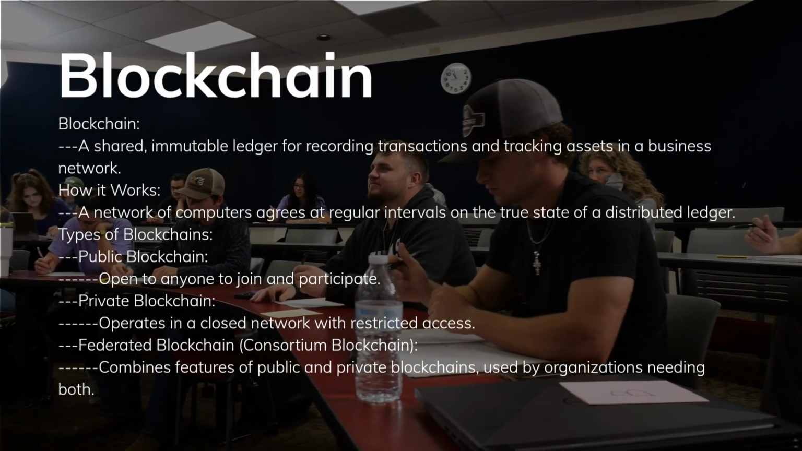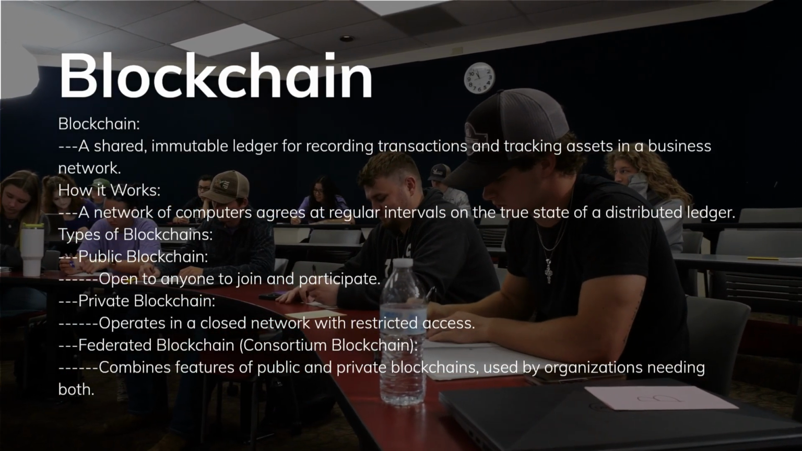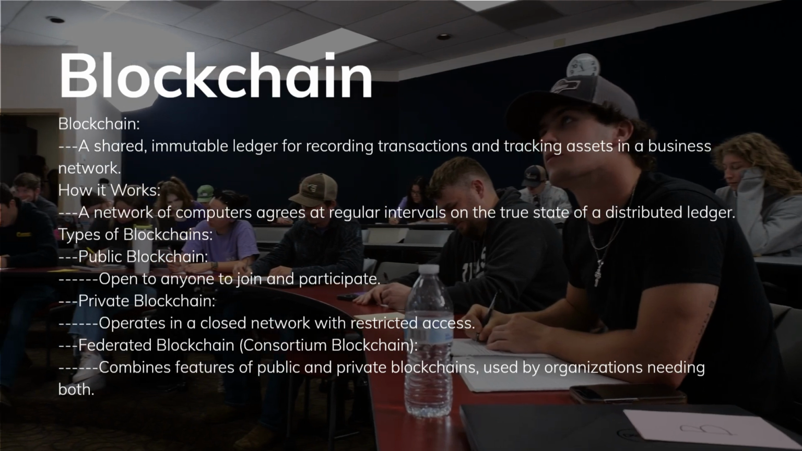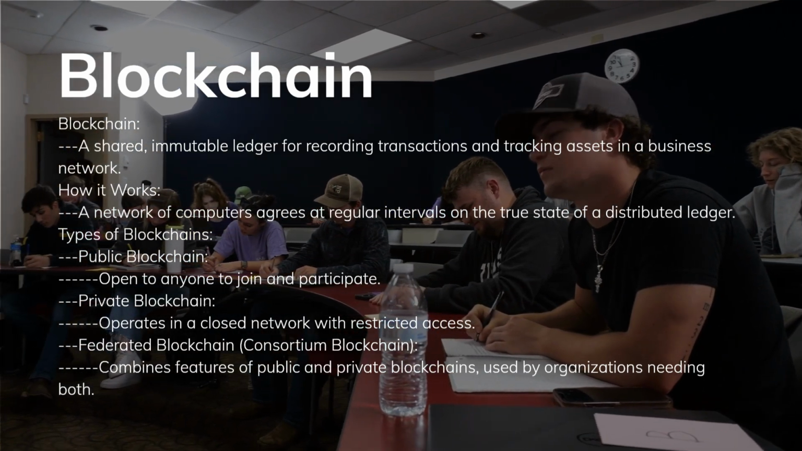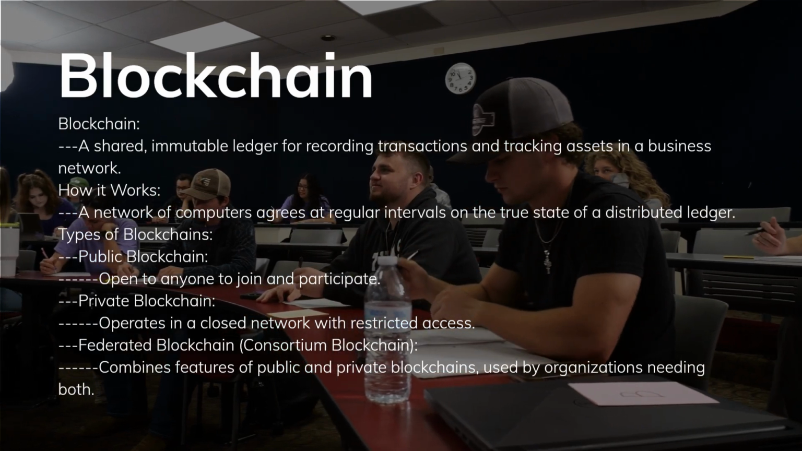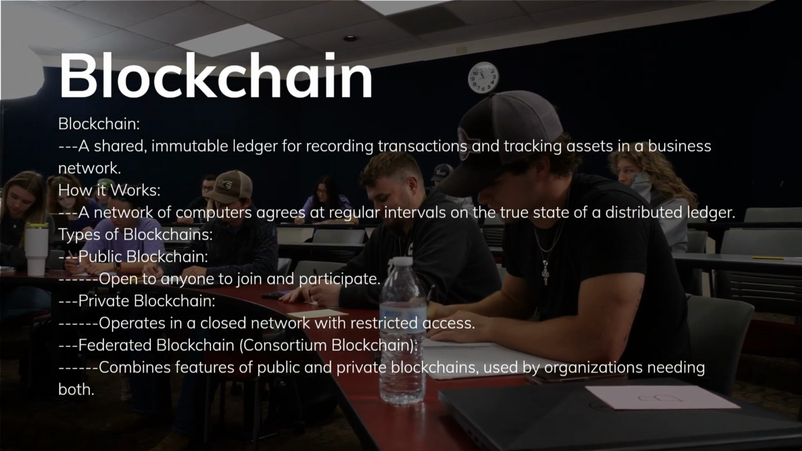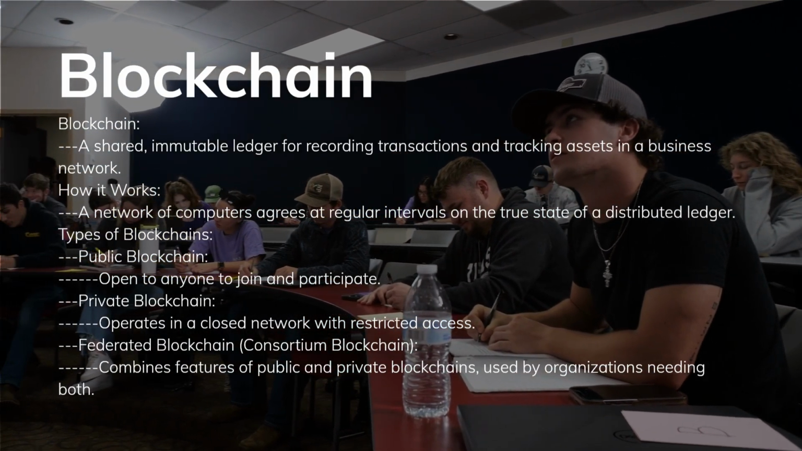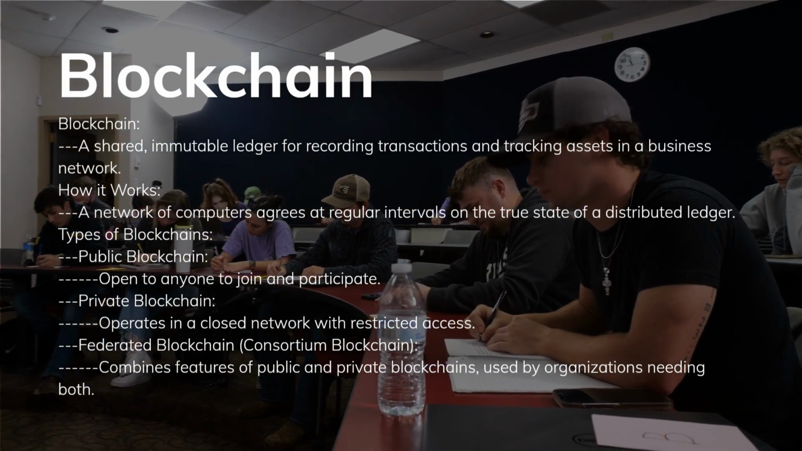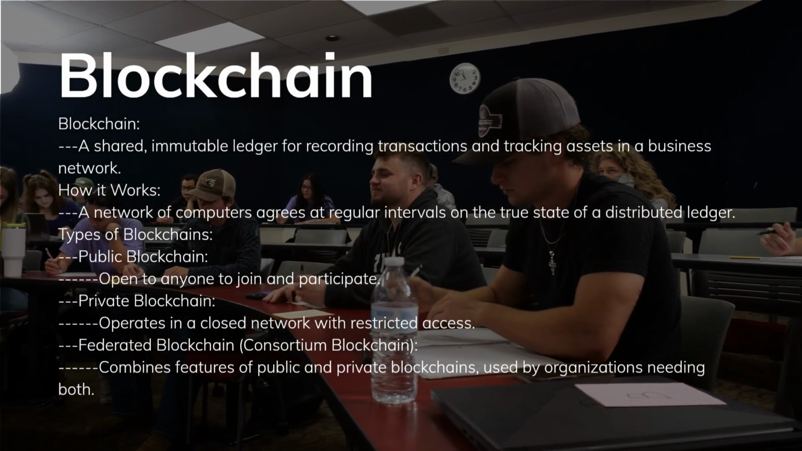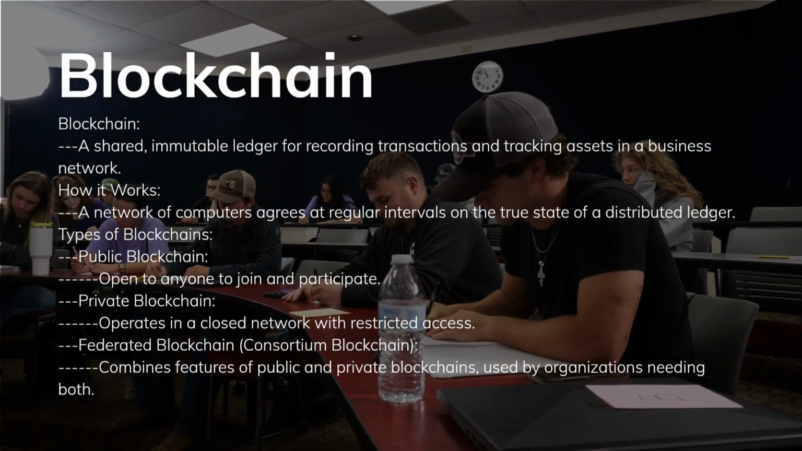A blockchain is a shared, unchangeable record that helps record transactions and track assets in a business network. It works by allowing a group of computers to regularly agree on the true state of a distributed ledger, ensuring everyone has the same information. There are different types of blockchains. A public blockchain is open to anyone who wants to join. A private blockchain is restricted to certain users, and a federated blockchain combines both public and private features, making it useful for organizations that need a bit of both.